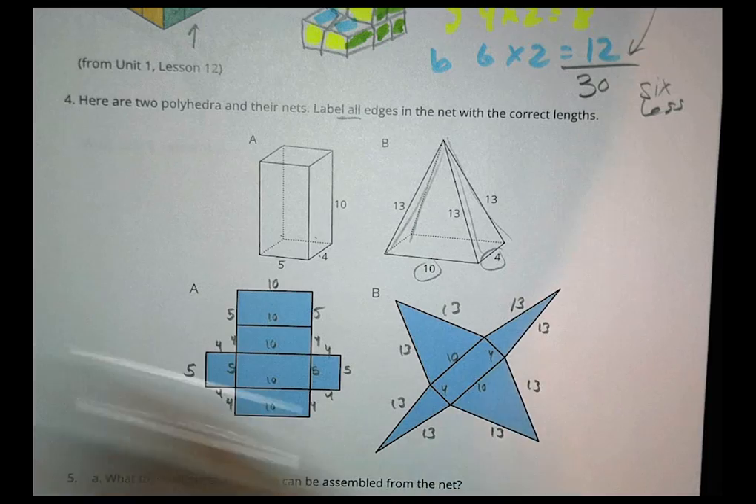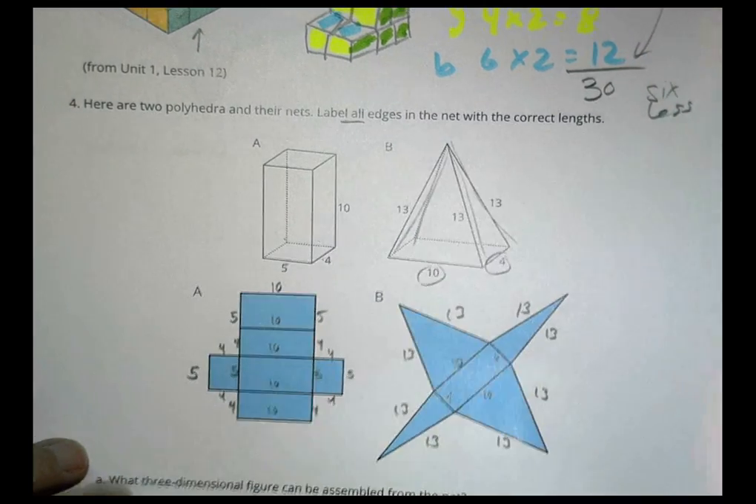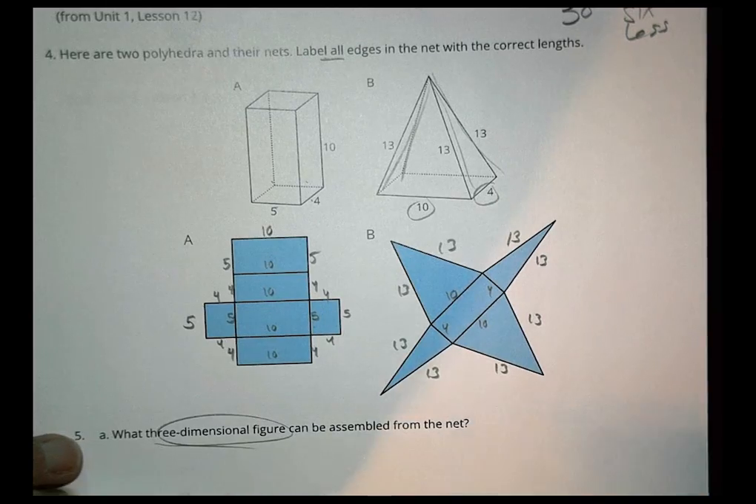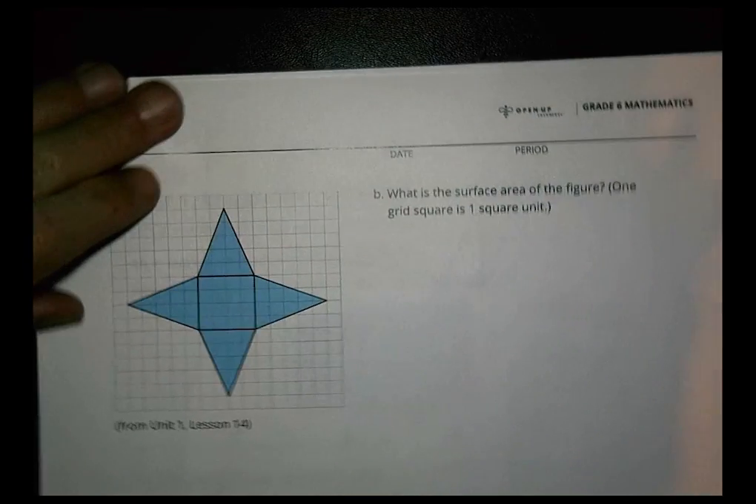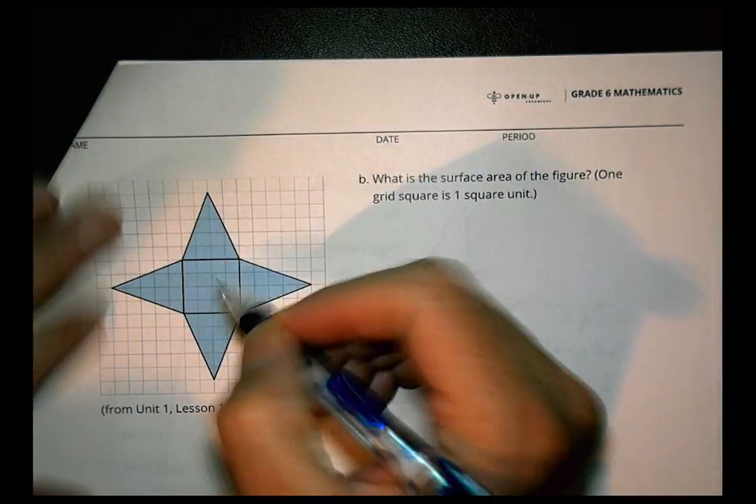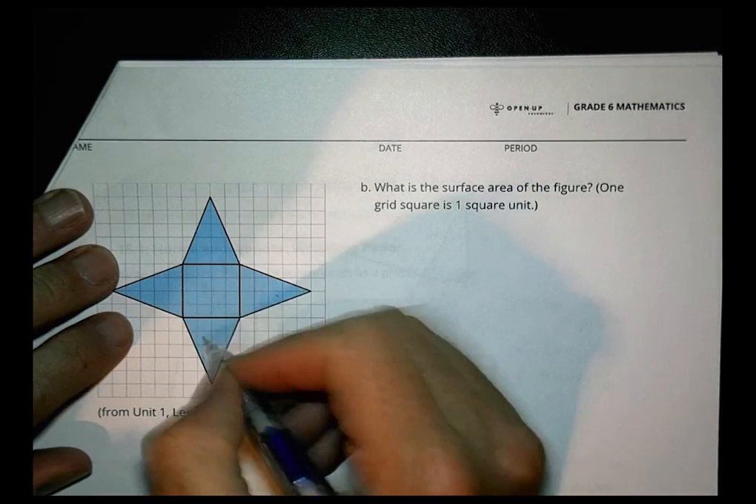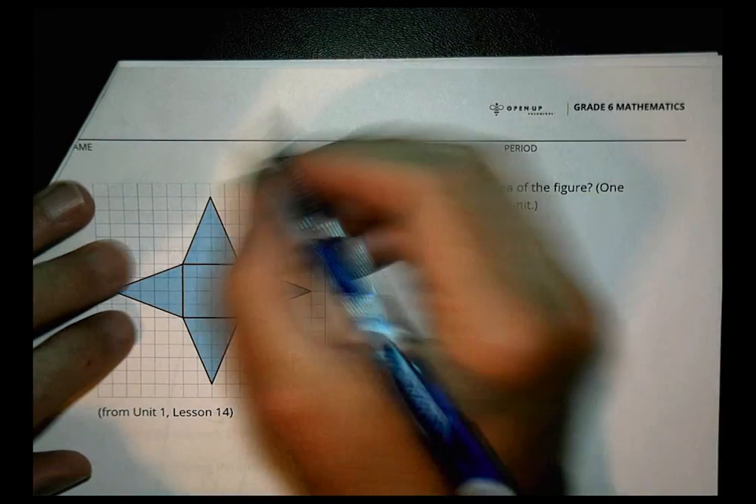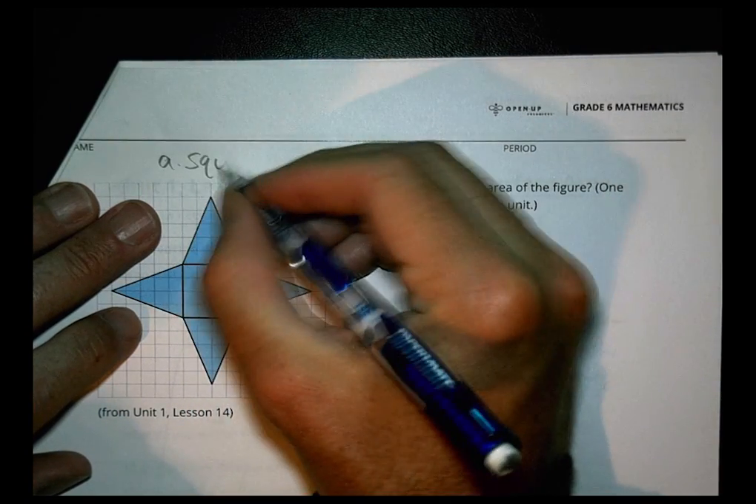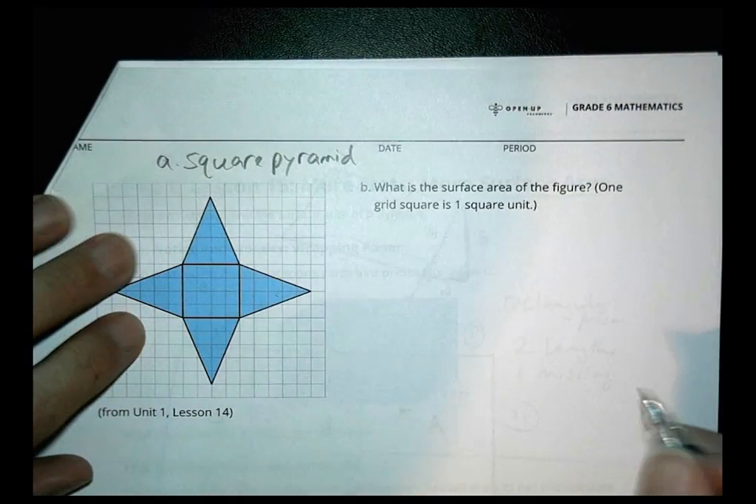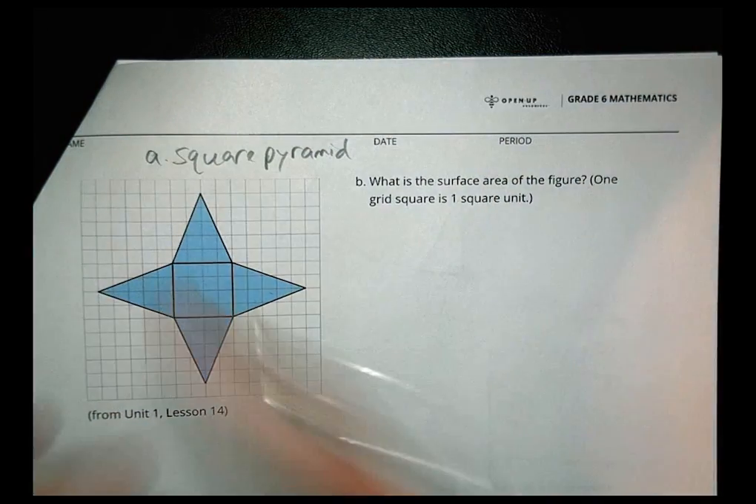Alright. The next question says, what three-dimensional figure can be assembled from the net? So looking at this net right here, what three-dimensional shape can we make with that net? We have a square base and we have 4 triangles. So we would call that a square pyramid. And that's what we would call that one there, because those would fold up.